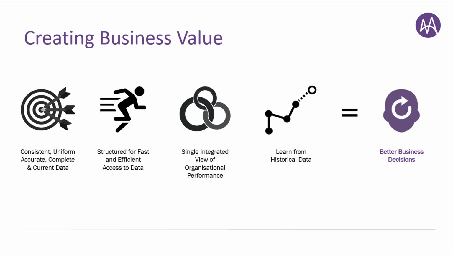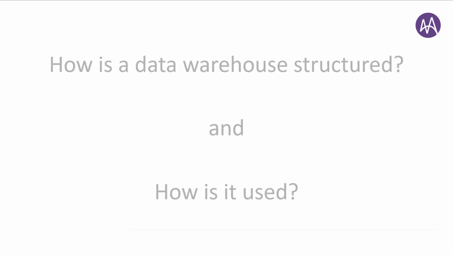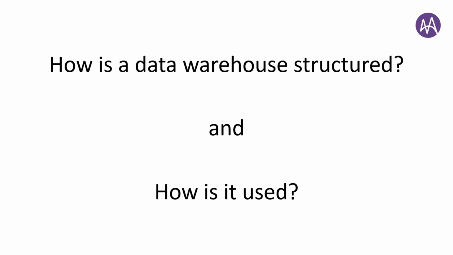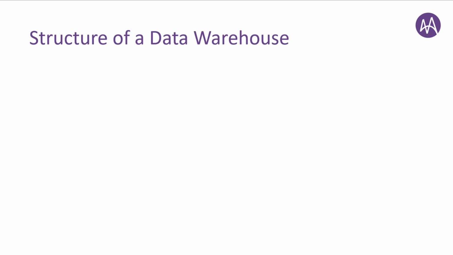So what I'd like to talk about next is how a data warehouse is structured and how it's used. I mentioned a moment ago that a data warehouse contains data from one or more organizational sources. So let's now look a little deeper into the data in a data warehouse. At its most basic, a data warehouse is a collection of tables containing data structured in a way that's optimized for reporting and analytics. But there are different ways the data can be modeled.